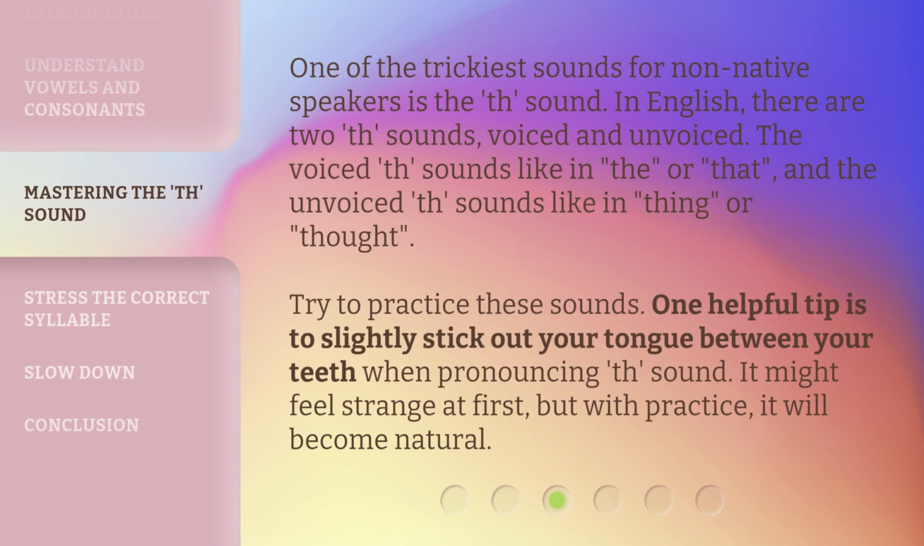One of the trickiest sounds for non-native speakers is the th sound. In English, there are 2 th sounds, voiced and unvoiced. The voiced th sounds like in "the" or "that", and the unvoiced th sounds like in "thing" or "thought". Try to practice these sounds. One helpful tip is to slightly stick out your tongue between your teeth when pronouncing the th sound. It might feel strange at first, but with practice, it will become natural.